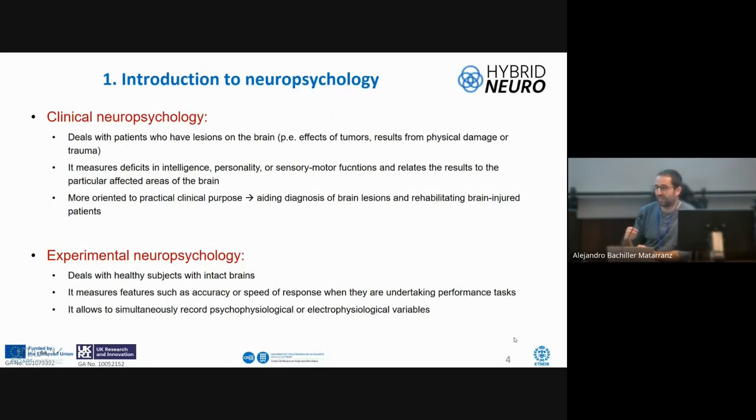This is the classical view of neuropsychology, but in the last decades there is another current between both of these main issues. It is behavioral neurology. So it is not only focused on healthy subjects or normal brains. You can perform different tasks with patients. It opens a lot of possibilities to characterize these different diseases and brain disorders.